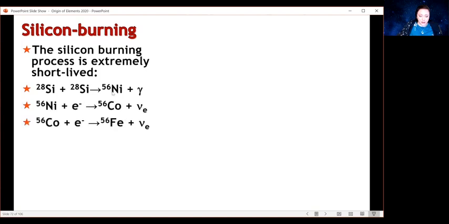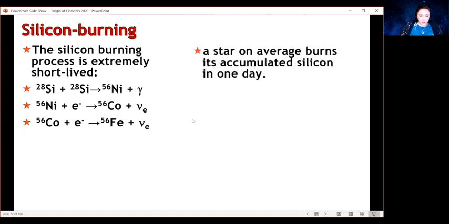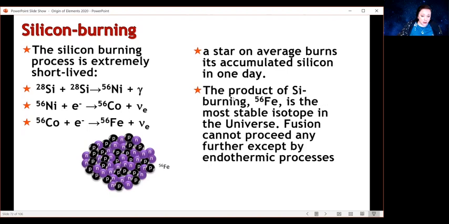So remember, we're taking 2 silicons to make a nickel, and then that does an electron capture, and we get iron 56. On average, a star is going to use up its silicon in 1 day. So once you've got to the point of having a core full of silicon, it's not going to last very long at all. Now, we can't see inside the star, so we don't know exactly when that's going to happen for a given star. And now we've got iron 56.